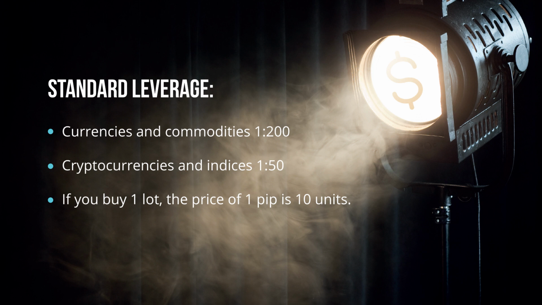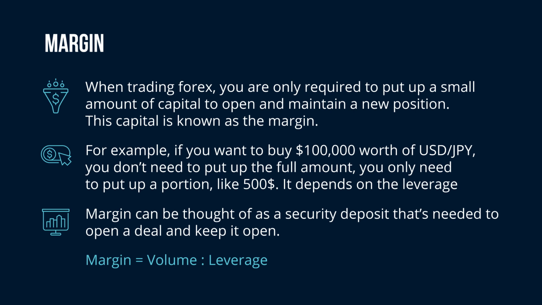So as I told you, when a trader is buying or selling a particular currency, he's investing only a small part, the rest is leverage. This small part is called margin. When trading Forex, you are only required to put up a small amount of capital to open and maintain a new position. This capital is known as the margin. For example, if you want to buy 100,000 worth of USD JPY, so basically $100,000 or one lot of dollars, you don't need to put up the full amount. You only need to put up a portion, like 500.